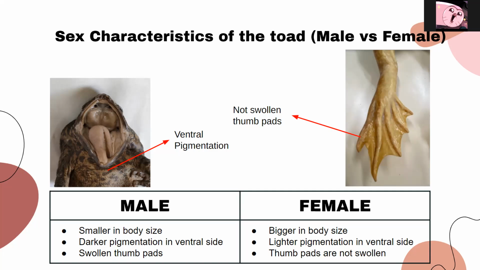Another way is to look at their digits or their fingers. For the male, they have swollen thumb pads. As for the female, they don't. We can see from the image on the right, the thumb pads of a female frog are not swollen.